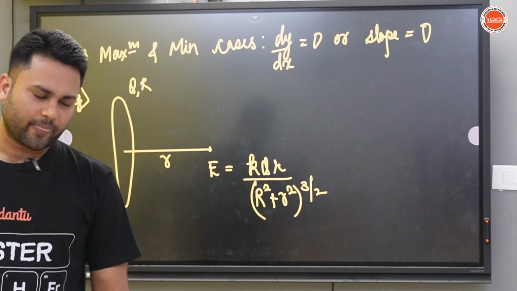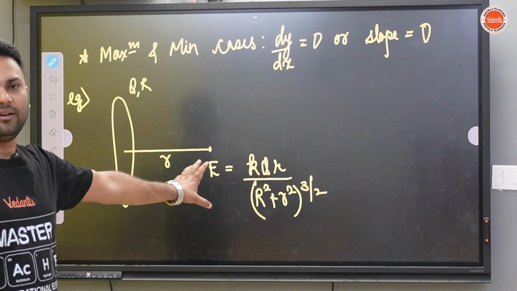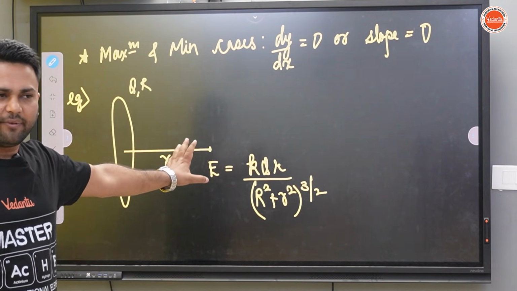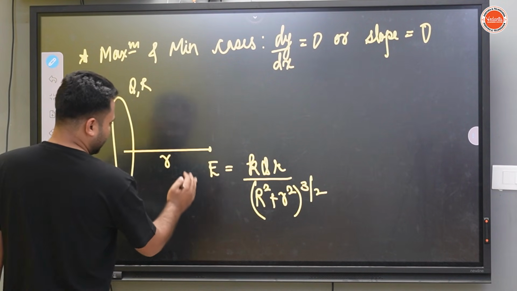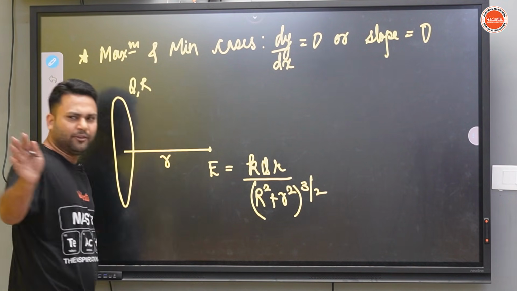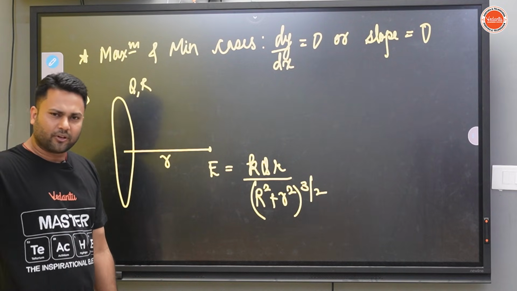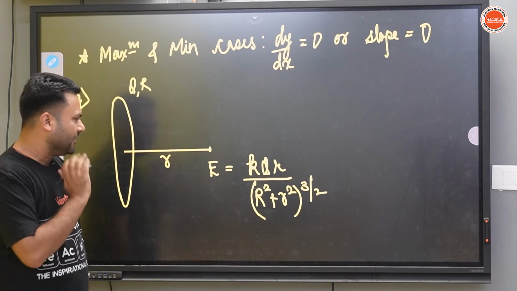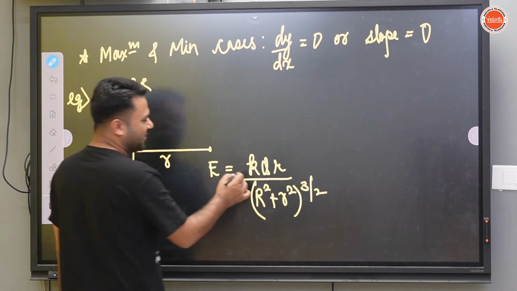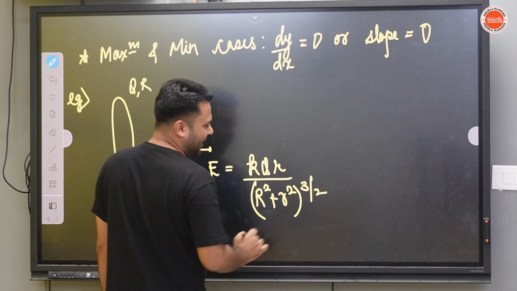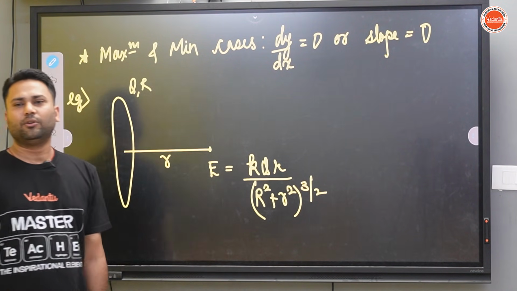You once check. I am just telling the importance of dy by dx. Okay. So suppose this is the formula. Whatever be the formula. Okay, 2 is there. Forget that. Concept I will tell. But you once check. Okay. So KQr, r square plus r square to the power 3 by 2.